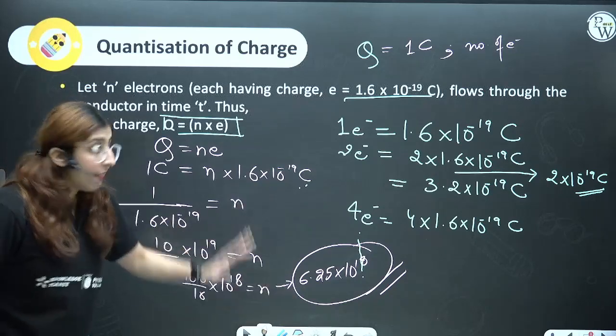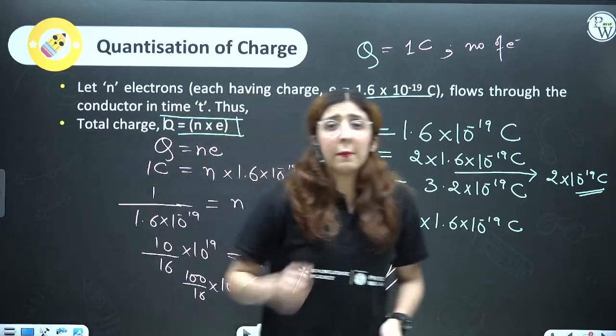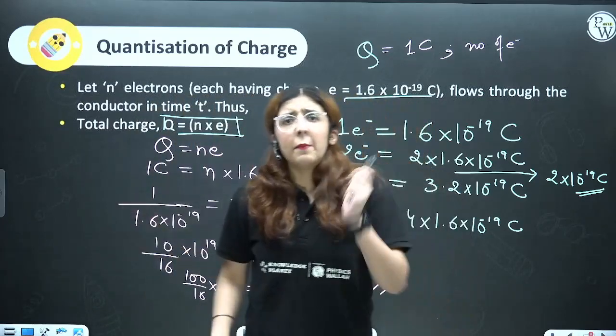Yeah. So yes, a question can come like this also. They are going to ask you, okay, in 4 coulomb, how many electrons are there? In 16 coulomb, how many electrons are there?